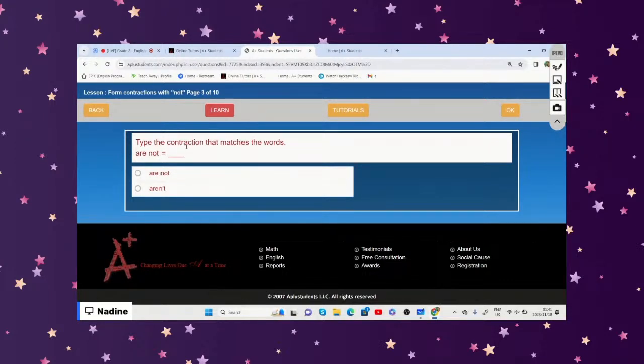Are not. Is it are not? Do we leave it the same? Or do we put those words together and have a shortened word for aren't? Which one is our correct contraction? Are not or aren't?